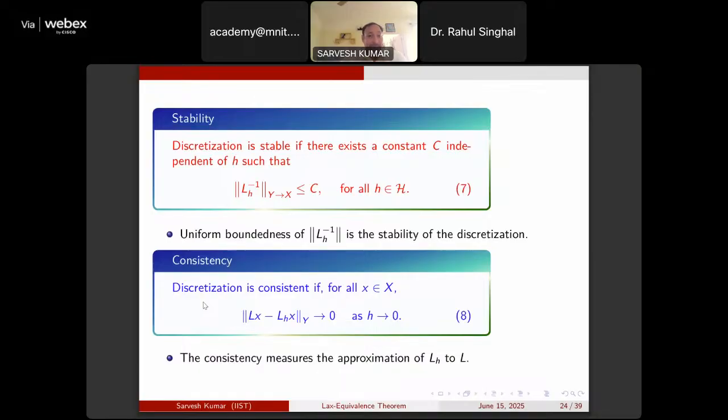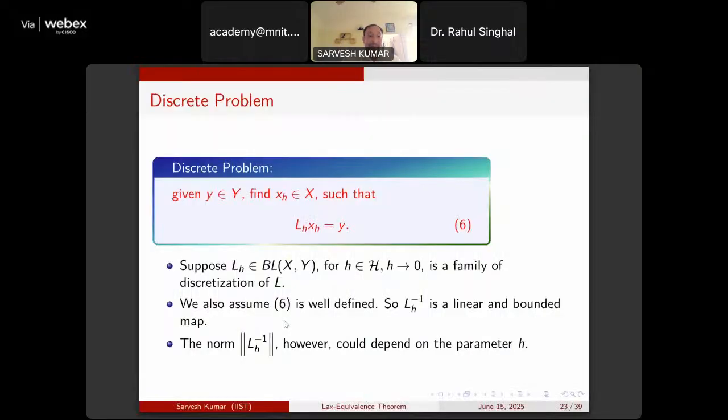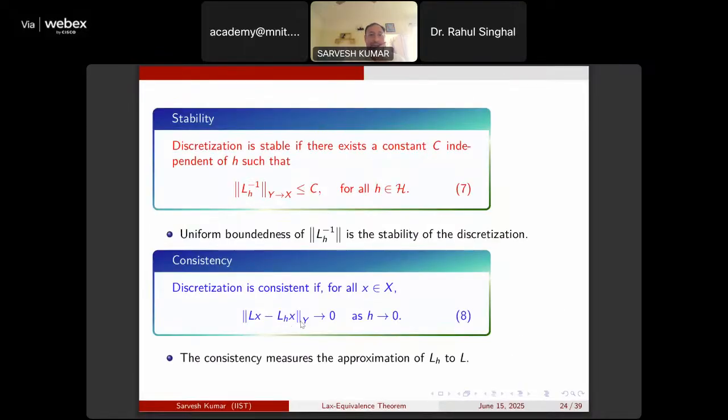Then consistency. What happens then? This L_h should behave like L. I told you, your discrete operator L_h must behave like L. That means your discrete version should behave like the continuous one. That's the idea. So the norm of L_h x minus L x should tend to 0 as h tends to 0. There are different interpretations of stability and consistency, but if you understand them, they are actually the same.